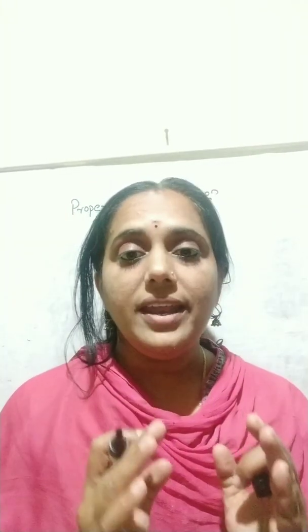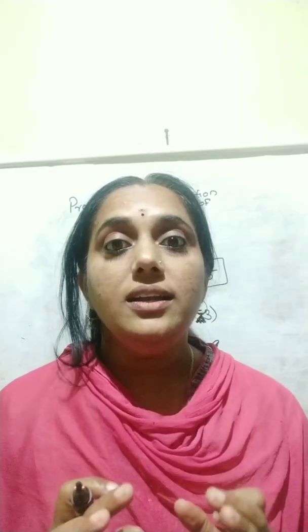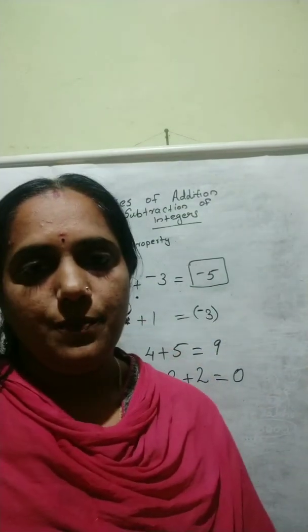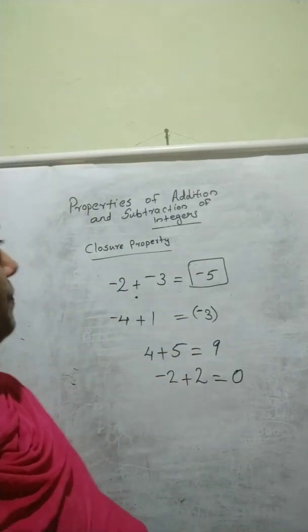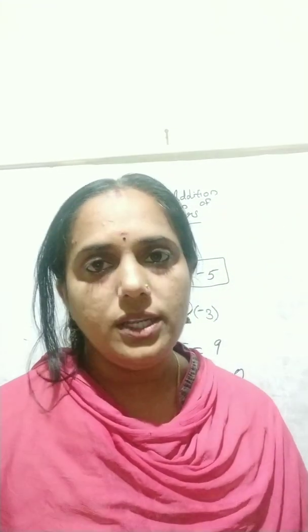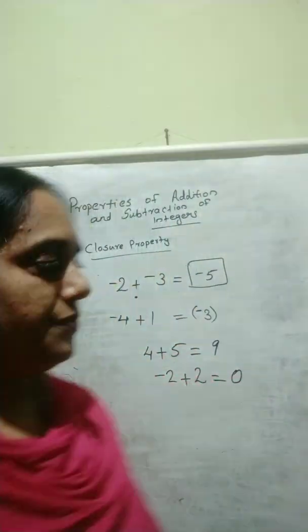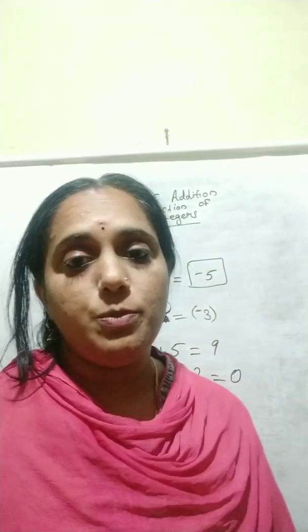That means when we are adding two integers or three integers, how many integers doesn't matter. When we are adding integers, we will get an integer as an answer. Always an integer will be the answer. That is known as closure property. That means integers are closed under addition. Got it? Integers are closed under addition. Okay? Is it clear for you? Now about the closure property.